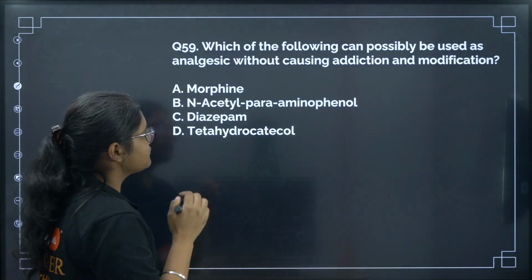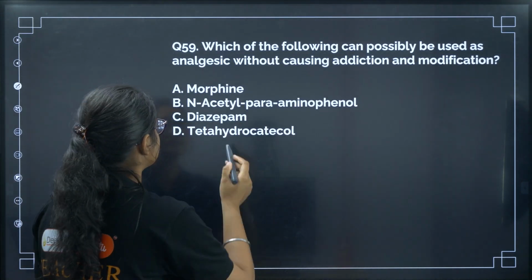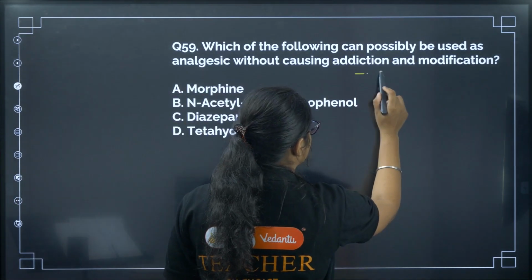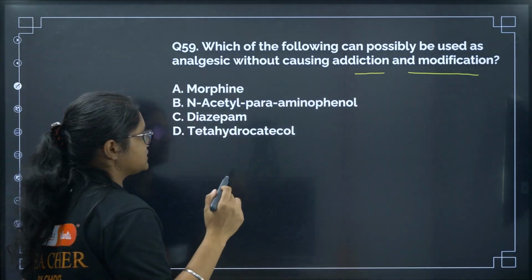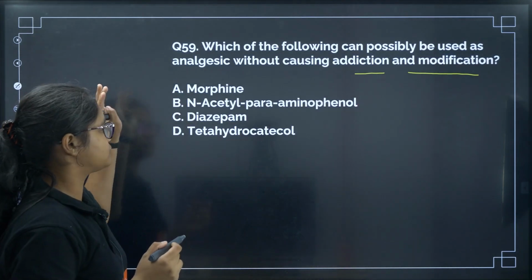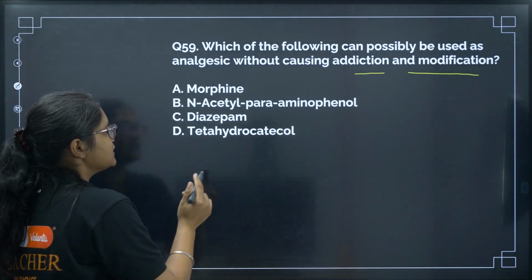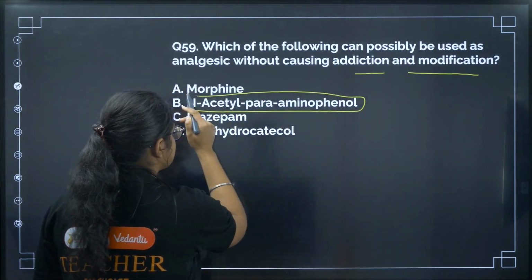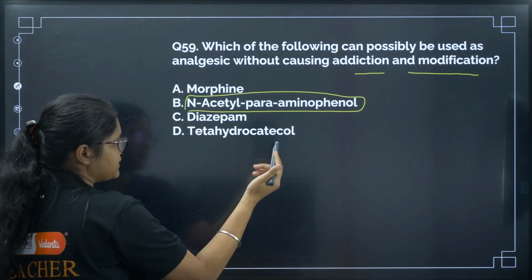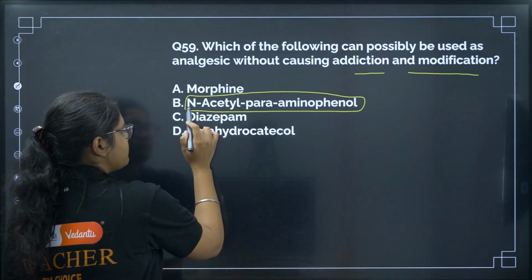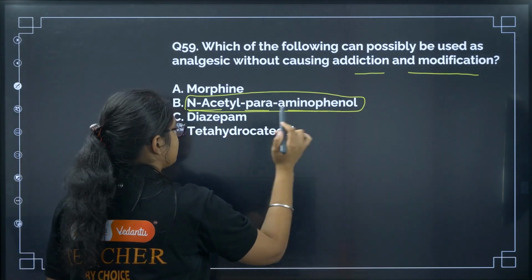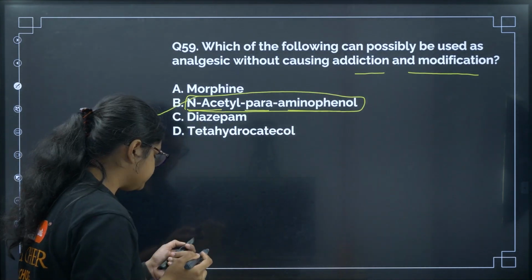Next question. Which of the following can possibly be used as an analgesic without causing addiction and modification? So this question is, I think, from the out of the syllabus portion, that is your chemistry in everyday life. So this one will be the answer, it is paracetamol. The IUPAC name or the chemical name of paracetamol is N-acetyl para-aminophenol. That is option number B.